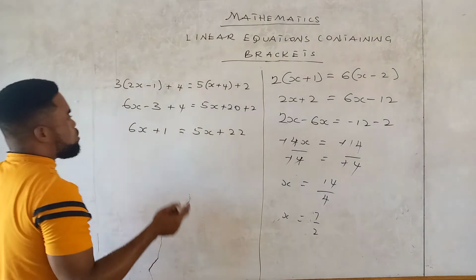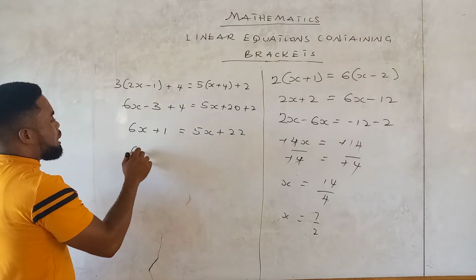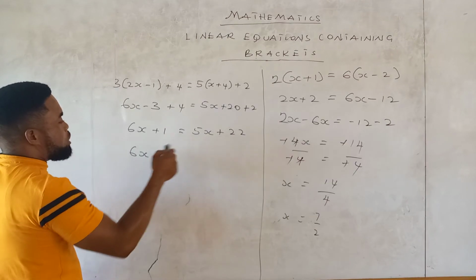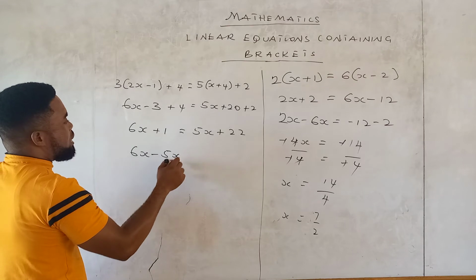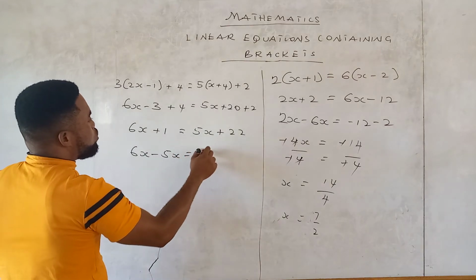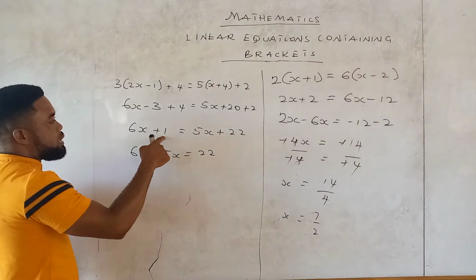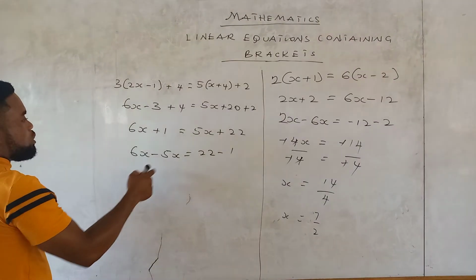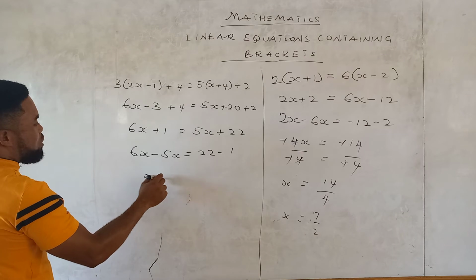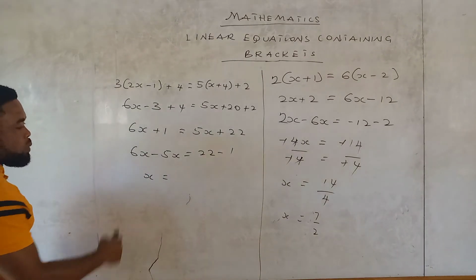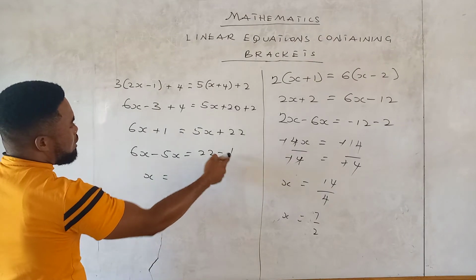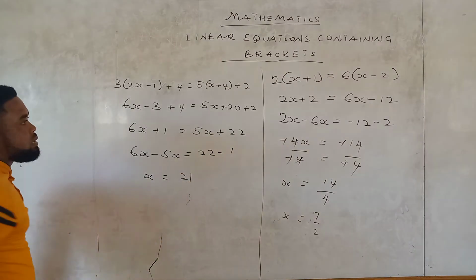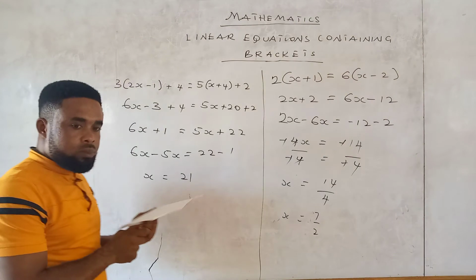Okay, so let's group like that now. So we maintain our 6x. It is positive, and it is adding, so we subtract: minus 5x equal to 22. What is it doing? It is adding, so we subtract: minus 1. Good. So you take 5 from 6, you have 1, the 1 which is the x. So you take 1 from 22, you are going to have 21. So our x is 21.